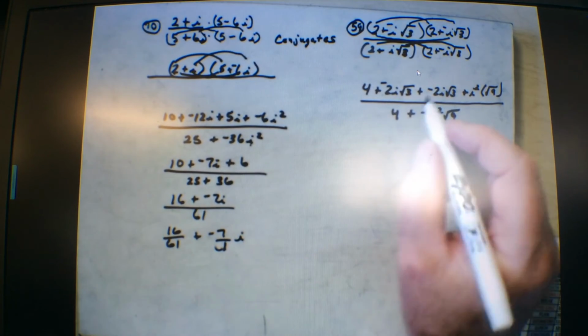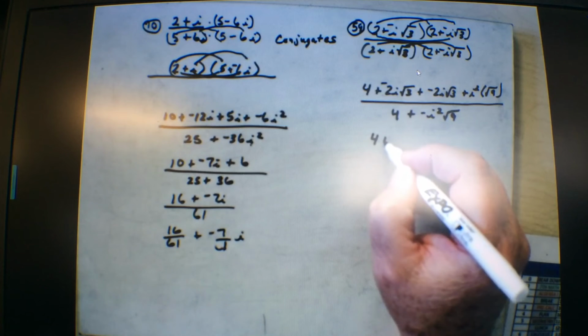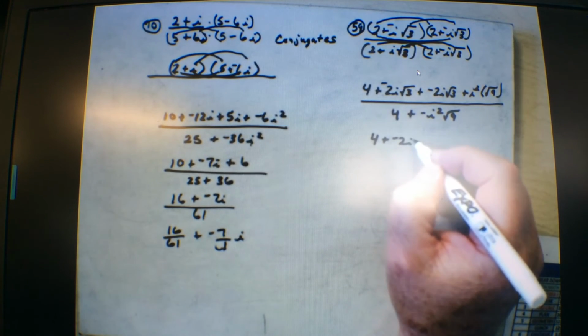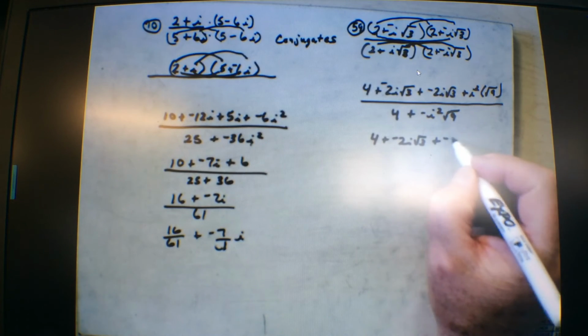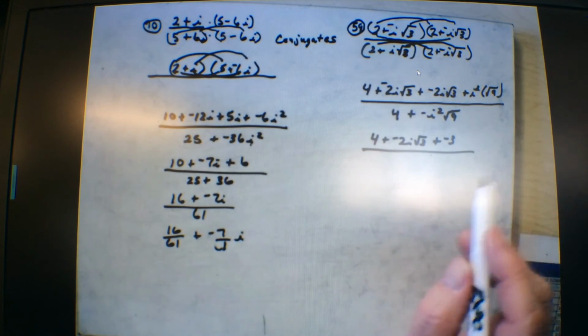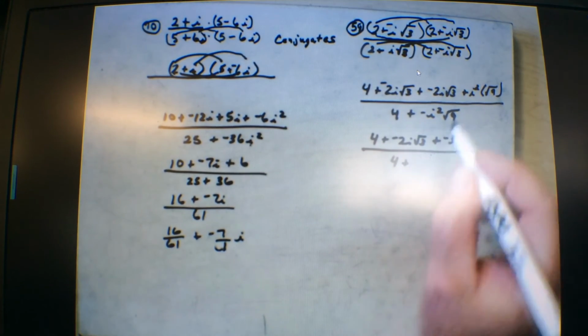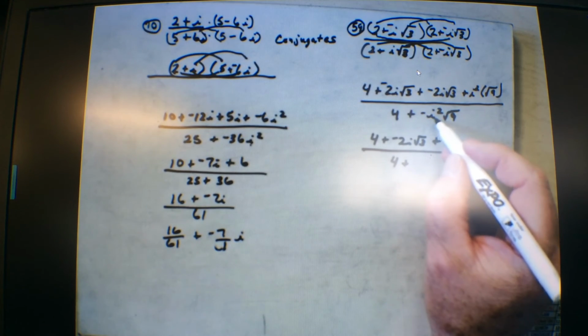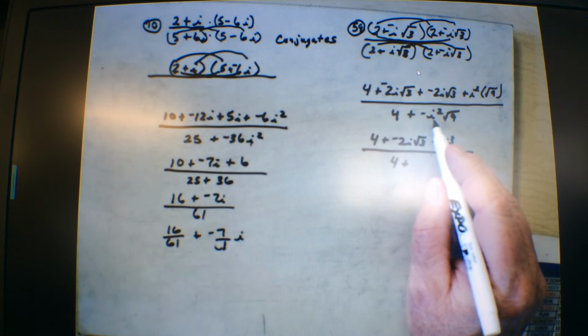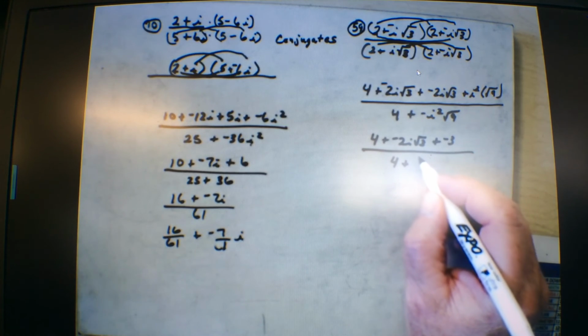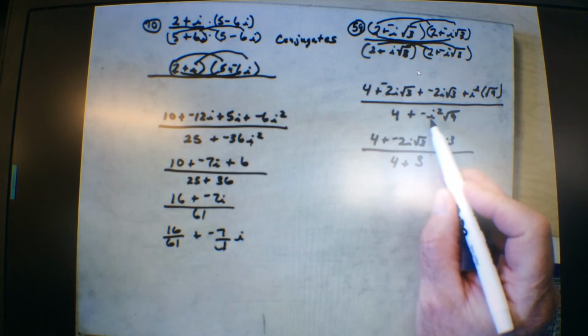All right. Top, 4 plus a negative 2i square root of 3 plus, we said what? Negative 3. Bottom, 4 plus, this is 3, this is a negative of a negative. Now watch that. That's a negative of a negative 1, which is positive 1. So it's 3. Did everybody get that? This is a negative 1, and then you have a negative of a negative 1.